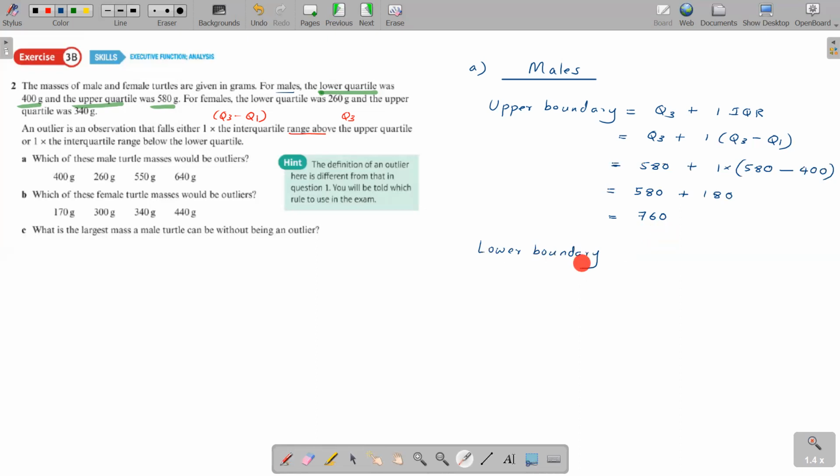Understood? Okay, and then the lower boundary. How does the lower boundary go? An outlier is an observation that falls either 1 interquartile range above the upper quartile or 1 interquartile range below the lower quartile. Below the lower quartile means you should subtract. So from Q1 you subtract 1 interquartile range. Are you with me? The 1 value is given in the question. It will change from question to question. In the exam, you need to use the value that they give you because they will define how the outlier boundaries will be found.